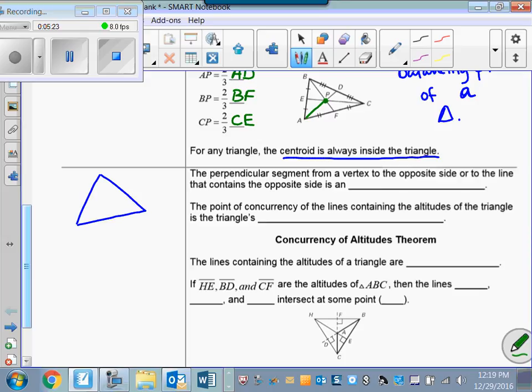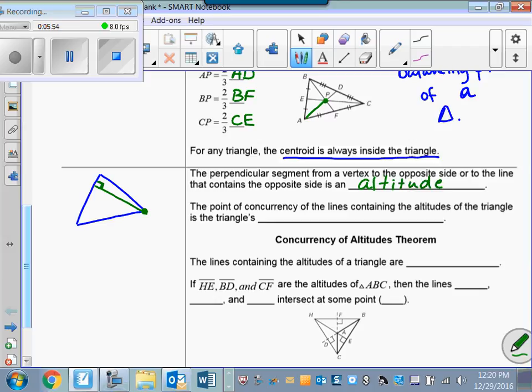Let's take this vertex right here, and I want a perpendicular segment. So I need a line that starts at this vertex and is perpendicular to the opposite side. That would be that one right there, and that's called an altitude. Guys, that's an altitude. We already knew that. Oops, spelled it wrong.